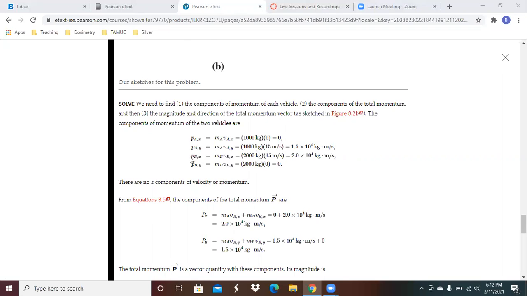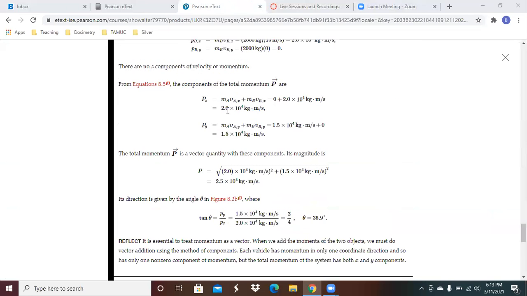For particle B in the x direction, this is what we have. It's 2,000 kilograms multiplied by its speed, and this is what we come up with. In the y direction, again, that particle is not moving. So we add all of the stuff together in the x direction. This is what we come up with. Do the same for the y. This is what we come up with.